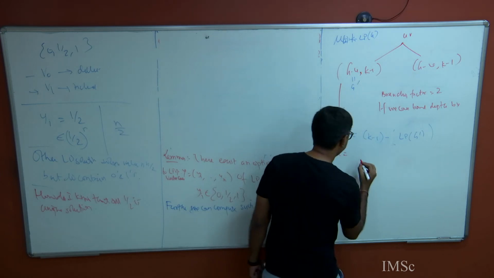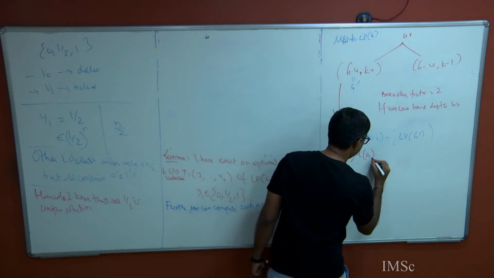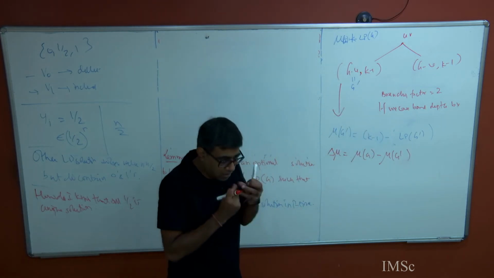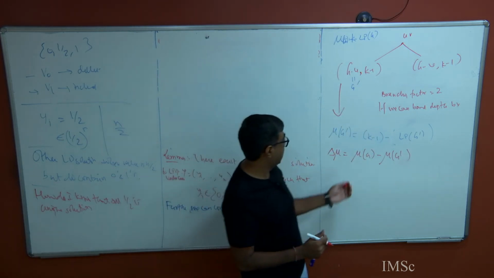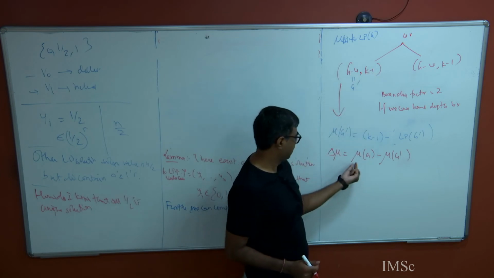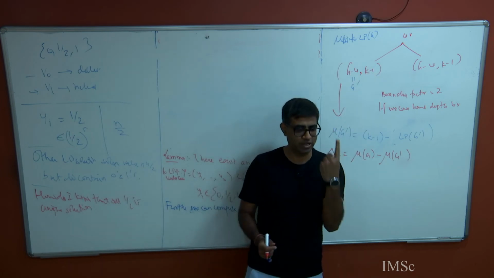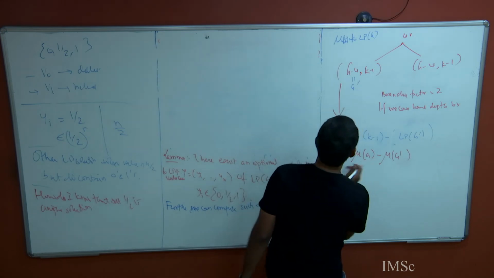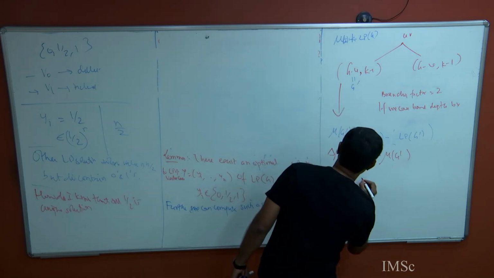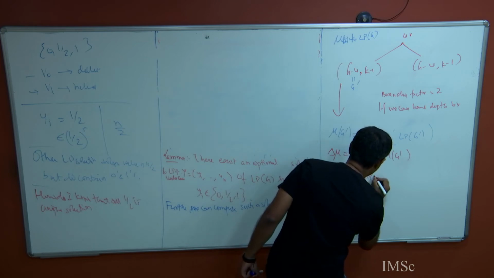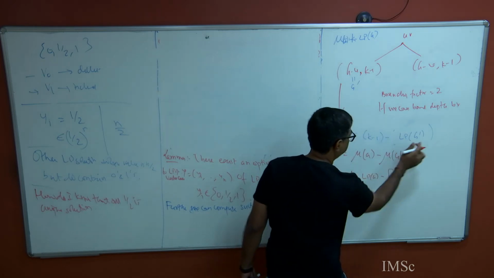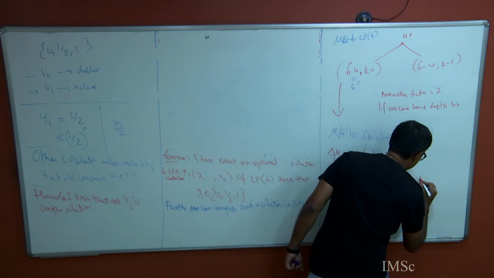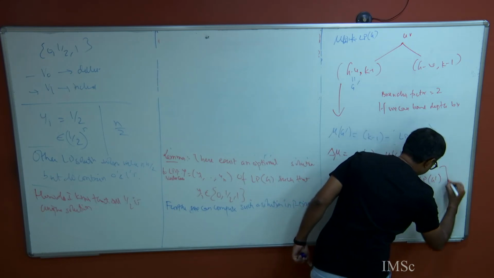Delta of change is mu of G minus mu of G prime. How much did the measure change? Like in the beginning, when k was the solution size, it went to k minus 1, so the change was 1. But now we have to be careful. So let's look at this. Now what is mu of G? Mu of G is k minus LP of G. And mu of G prime is k minus 1 minus LP of G prime.